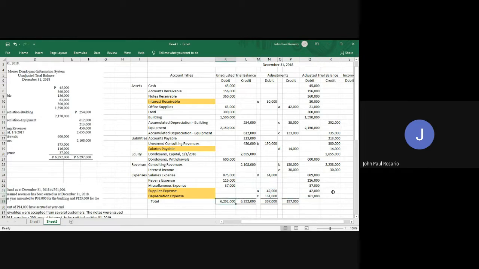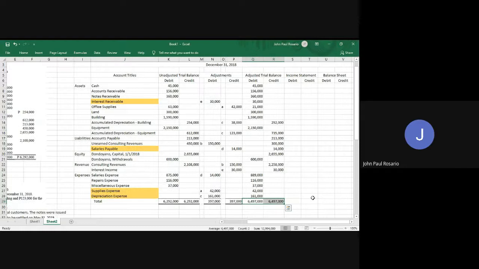And then, same as before, we add the first two groups to see whether they are equal, from our unadjusted trial balance through the adjustments to our adjusted trial balance. Is it equal? Okay?